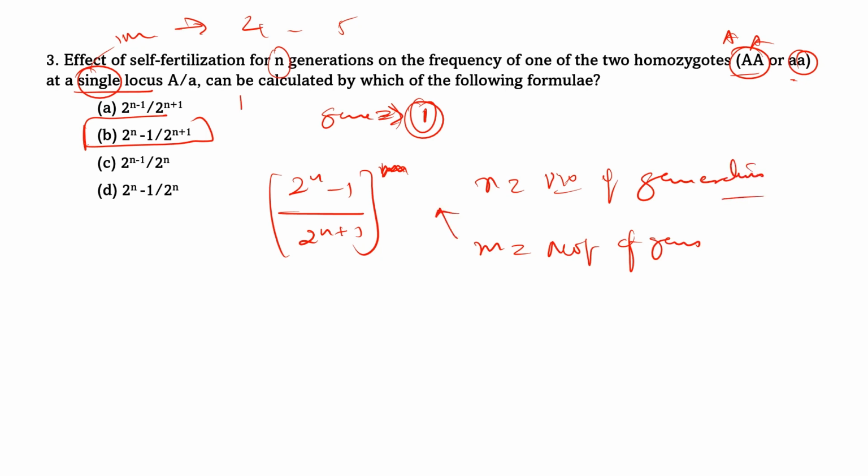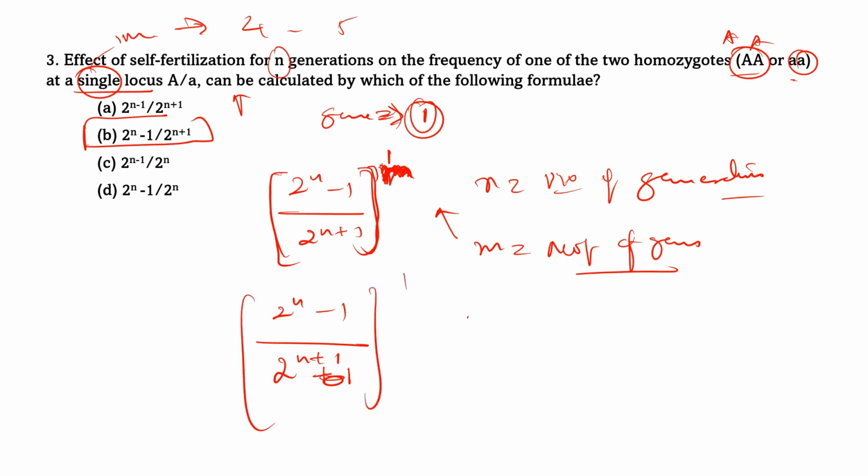Just make sure to see whether they are asking for a single locus or multiple genes. If the number of genes is more, you have to add the superscript m here, like it should be squared, or it should be in the bracket, raised to m, where m is the number of genes. Since it is 1, we can directly write it as (2^n minus 1) divided by (2^n plus 1) if it is a single gene. But if it is more than one gene, we have to denote the number of genes at the outer bracket. If it is 2, we have to mention 2, and this is how we can calculate the frequency of one of the two homozygotes.